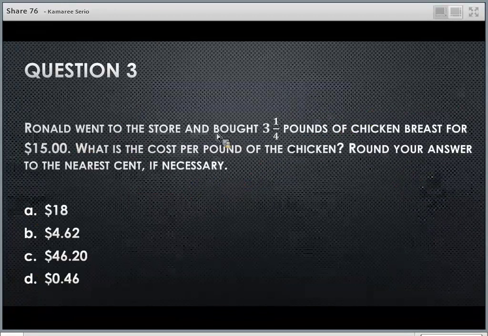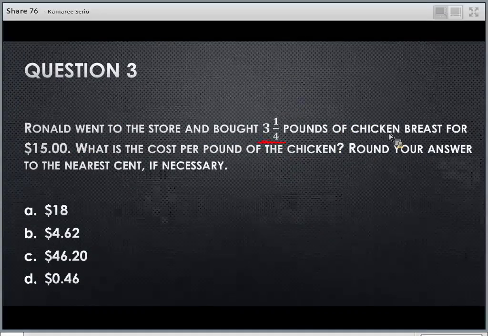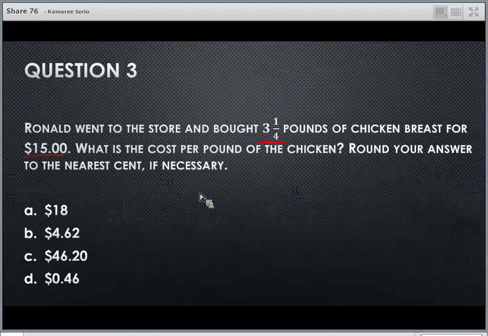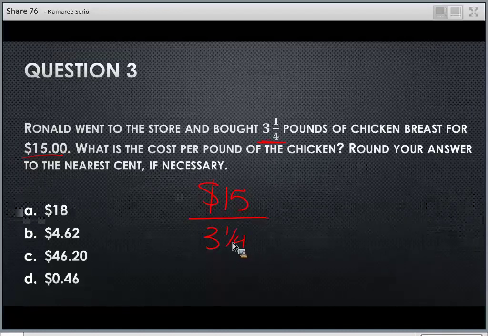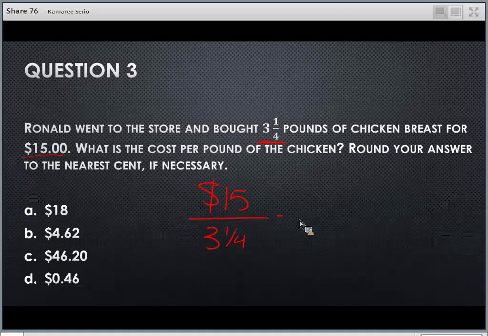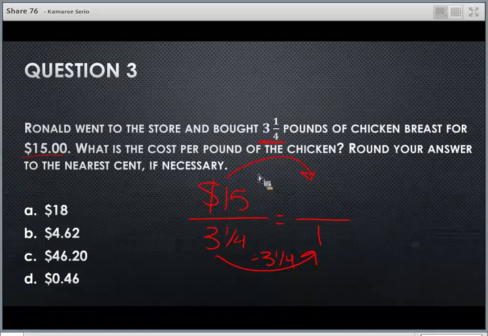Ronald went to the store and bought 3 1/4 pounds of chicken breast for $15. What is the cost per pound? Remember, for this one, money always goes on top. Money always goes on top. To solve this one, you can do this many ways. I'm going to divide by 3 1/4. Divide by 3 1/4.